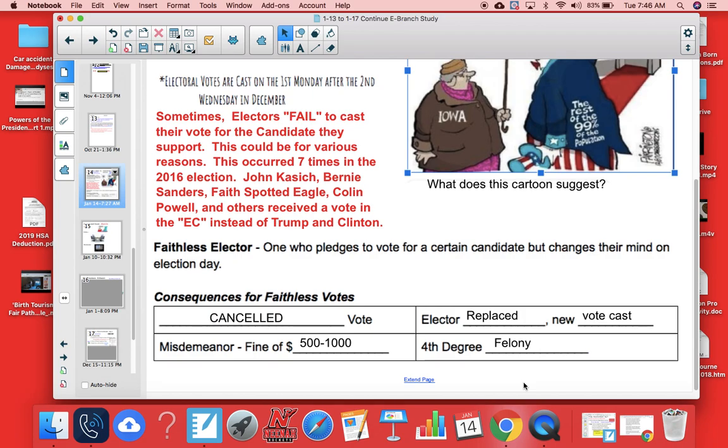All right, there's your little introduction to your task here. Popular vote versus electoral vote. Hopefully that clears up the confusion that you may have had on what the difference is between the two.